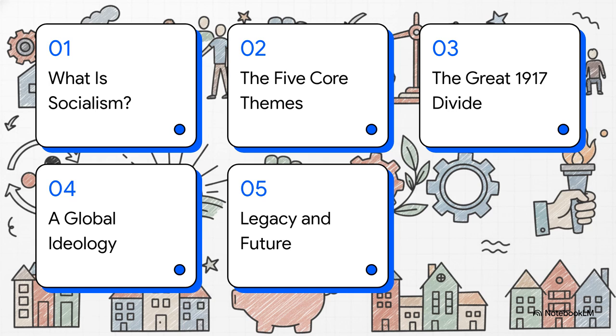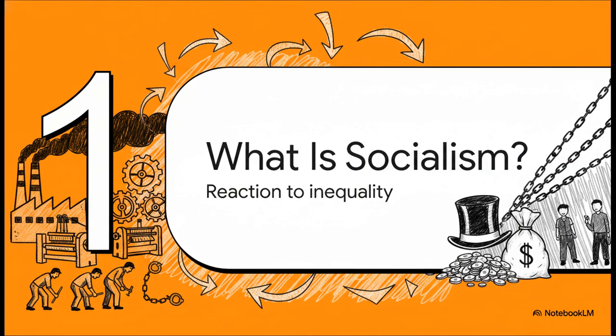To make sense of it all, here's the plan. We'll start with a basic definition, then we'll break down its 5 core themes. After that, we'll look at that massive 1917 divide, take a quick trip around the world, and finally, check out its legacy and where it stands today. Okay, so let's start at the very beginning.